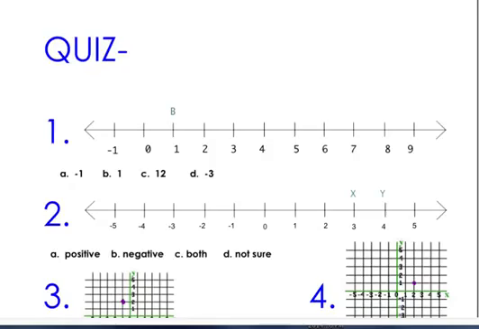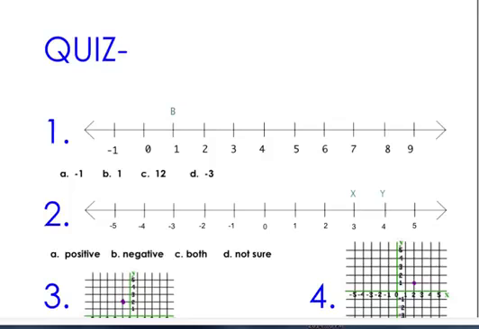Number 1, letter B. You need to tell me the location or what number is represented for letter B. Is it -1? Is it 1? Is it 12? Or is it -3? Look on that number line and where is letter B?